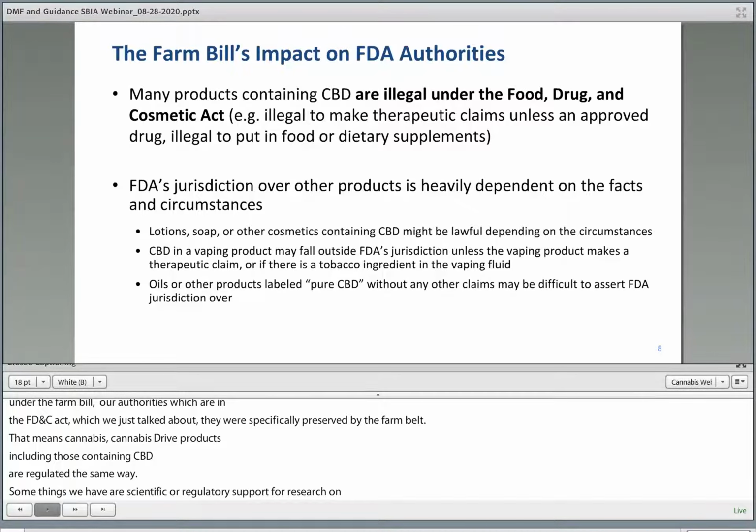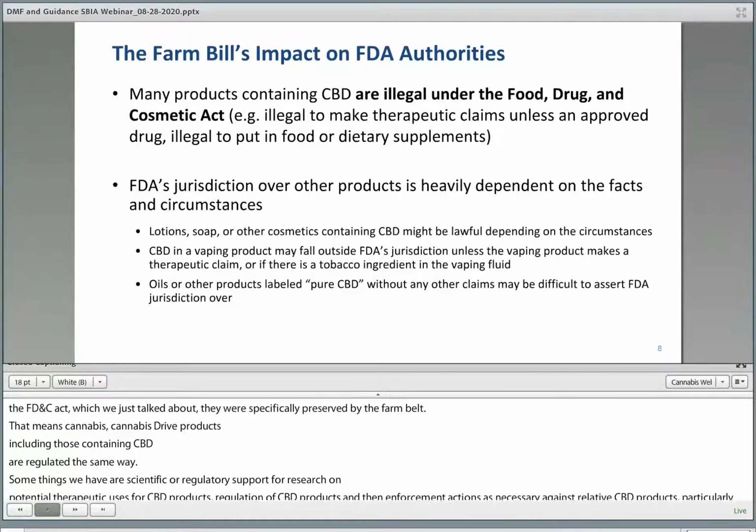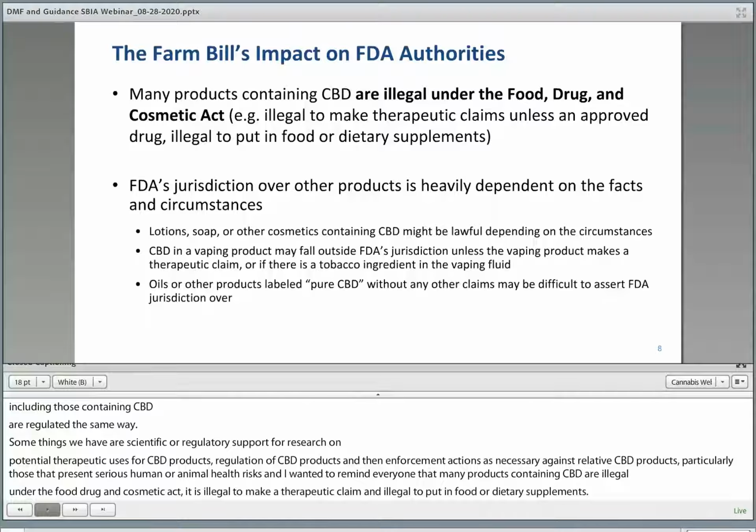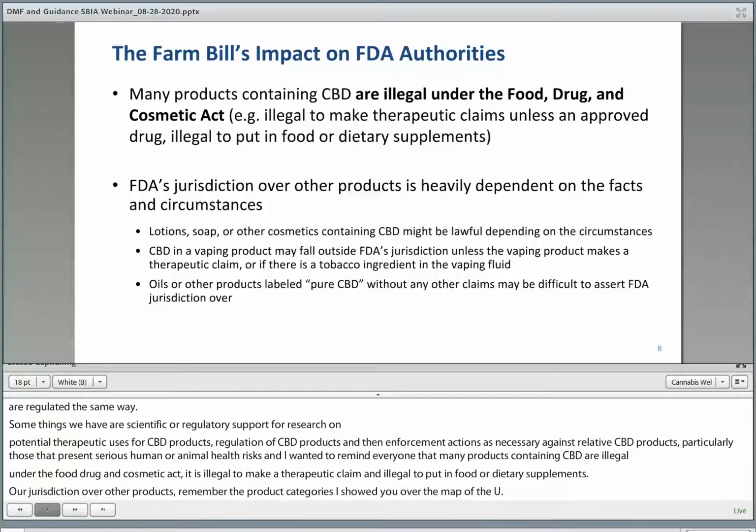And I wanted to remind everyone that many products containing CBD are illegal under the Food, Drug, and Cosmetic Act. It is illegal to make a therapeutic claim unless it's an approved drug, and it's illegal to put it in food or dietary supplements. And our FDA jurisdiction over other products, remember those product categories I showed you over the map of the U.S., is heavily dependent on the facts and the circumstances surrounding those different product categories.